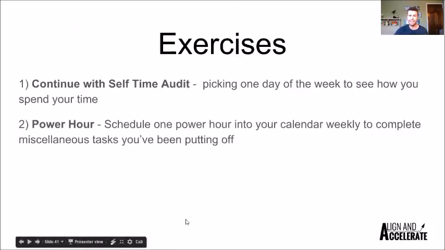The second one is schedule yourself a power hour. So make it 1 or 2 hours, pick a day, some day this week in your calendar, block it off, and get done your miscellaneous tasks. Things that you've been meaning to do, that are nagging you, taking up bandwidth in your mind, and get those done. Clear those out.